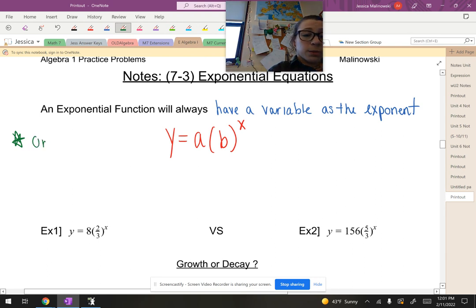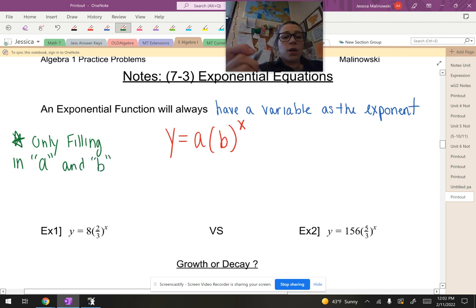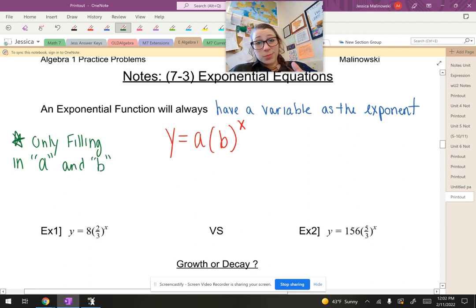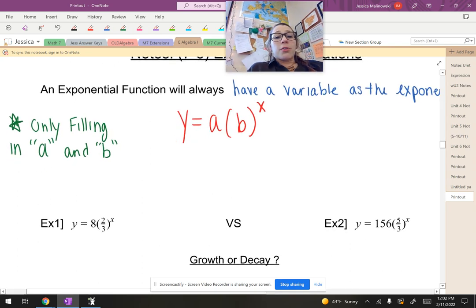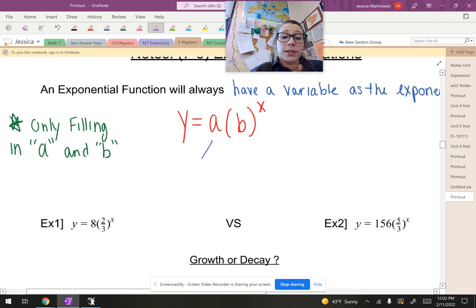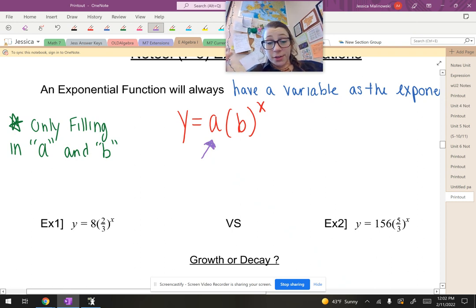When we're looking at an exponential equation, you're only filling in numbers for a and b. Just like y equals mx plus b, the x and y stay as x and y. In this equation, x and y are going to stay as x and y as well. Keeping in mind that they're not always going to be x and y. They can change. It could be h and t, whatever different variables they want.